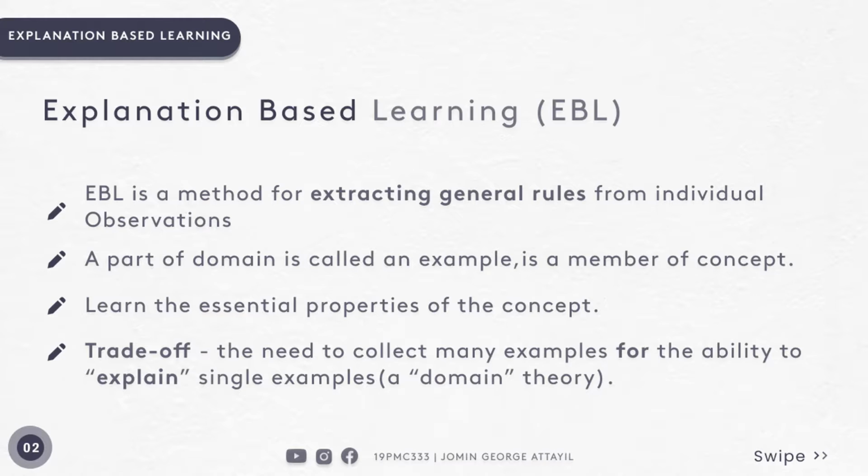Okay. Next one is trade-off. Why are we using trade-off here? The trade-off is the need to collect many examples for the ability to explain single examples, a domain theory. That is, we are collecting many examples. By observing all the examples, then we will give the definition of particular examples. So this is called explanation based learning.